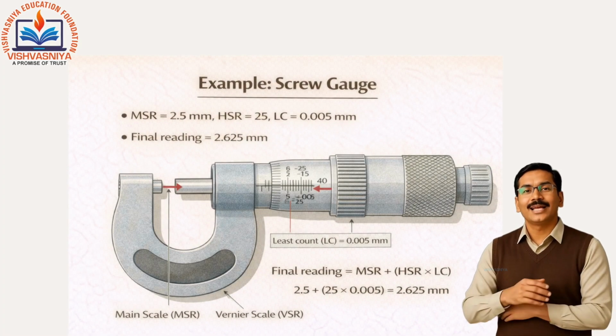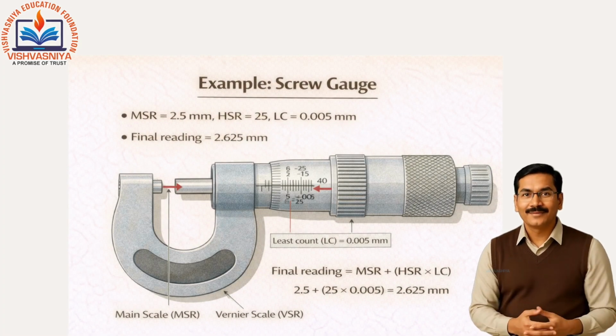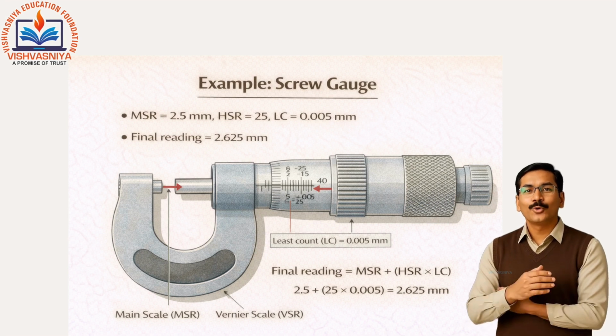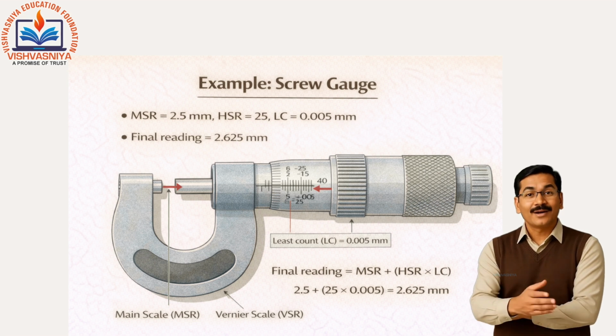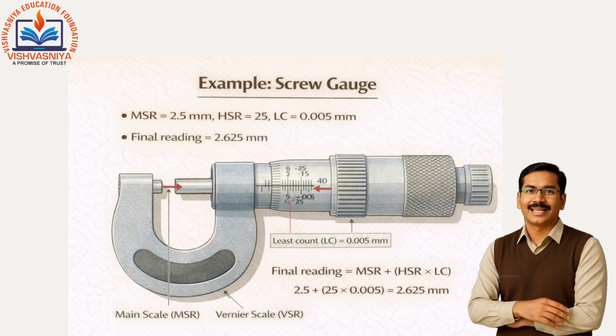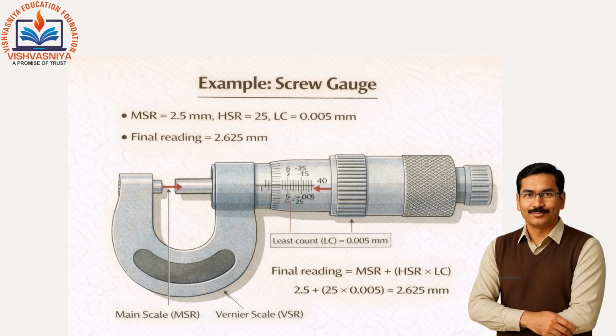Main scale reading equals 2.5 millimeter. Head scale reading equals 25. Least count equals 0.005 millimeter. Final reading equals 2.625 millimeter.